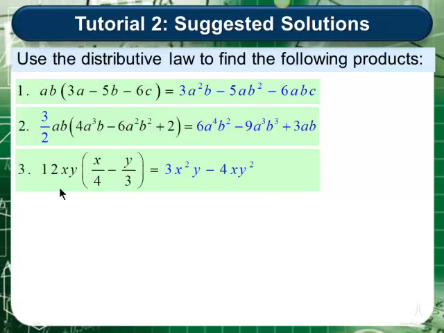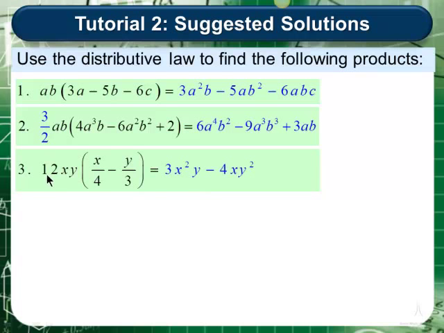Problem 3, we had to multiply 12xy into the bracket with the two terms x over 4 and minus y over 3 respectively. In this case, we have to first look at the numeric coefficients. If you multiply 12xy into the first term in the bracket, we might as well divide 12 by 4 first of all, and then of course x times x is x squared, so you have the resultant term 3x squared y.